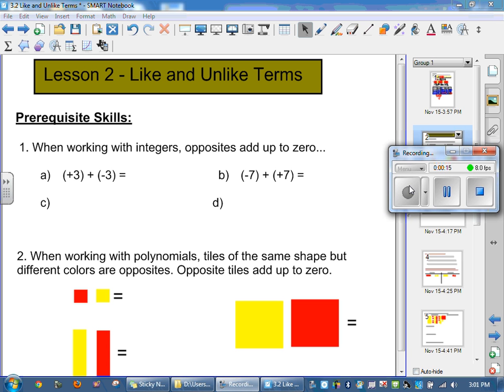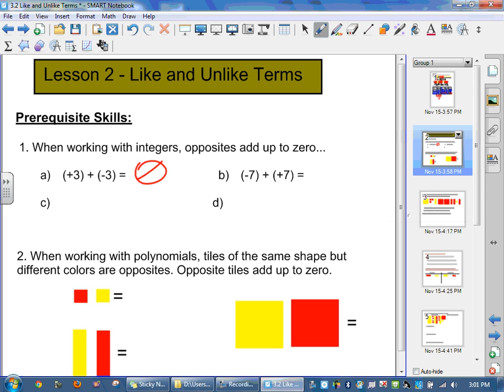So, what do these add up to? I've got a 3 and a negative 3. What do I get when I add them? 0. Good. Look at B. Negative 7 adding 7. What do I get? 0. What about a negative 5W and a positive 5W? How many do I end up with?